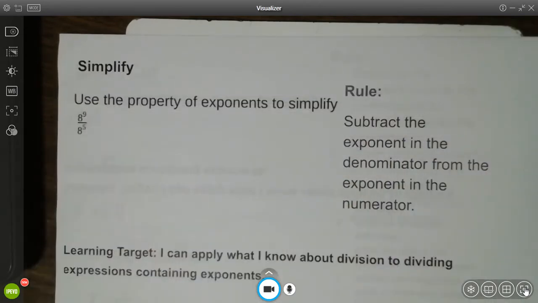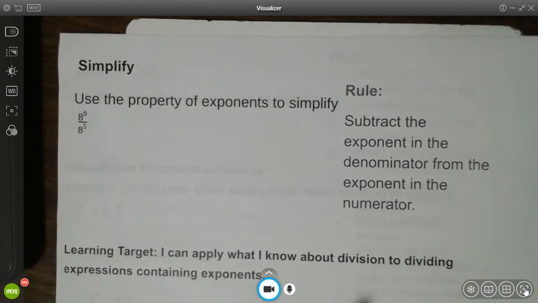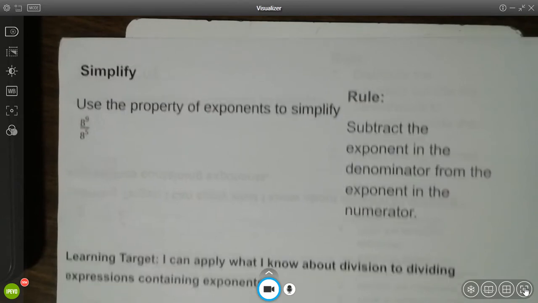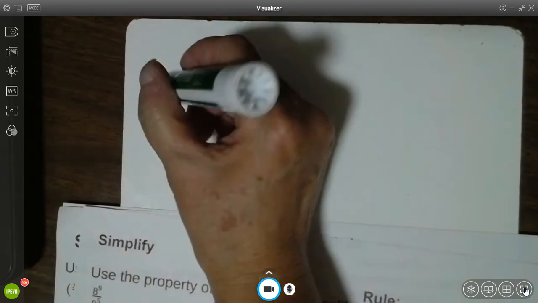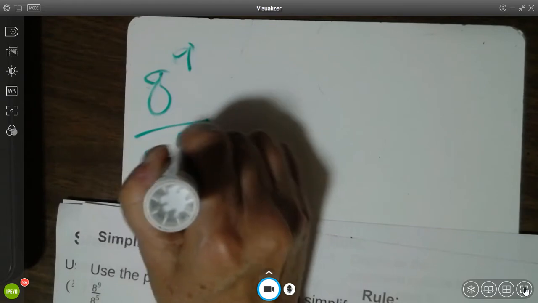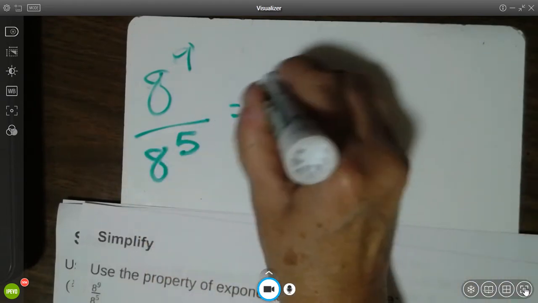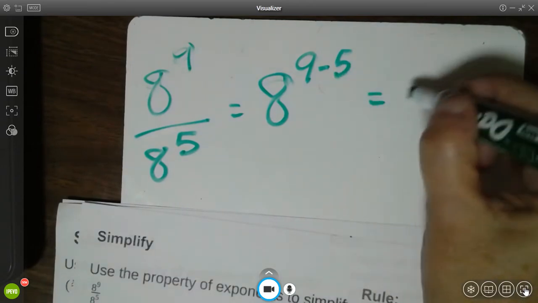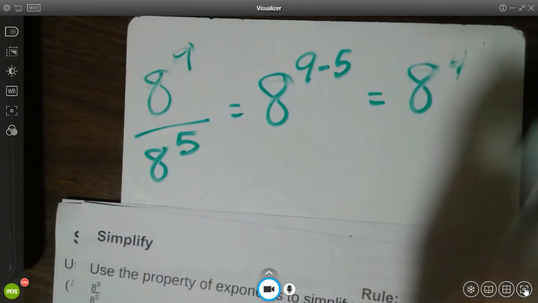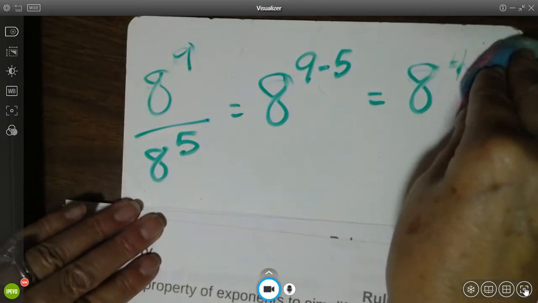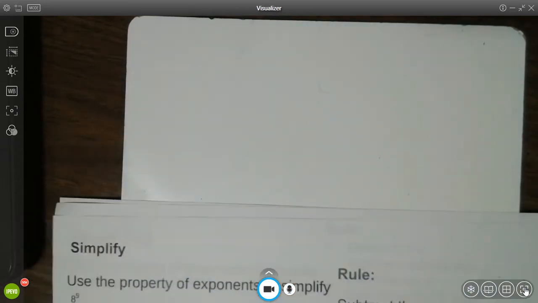Let's practice one. 8 to the ninth over 8 to the fifth. Again, the rule says subtract the exponent in the denominator from the exponent in the numerator. So let's write it. 8 to the ninth over 8 to the fifth. I can rewrite that 8 to the 9 minus 5 equals 8 to the fourth. All right, looks like my marker's getting a little bit dry, but it's still 8 to the fourth.